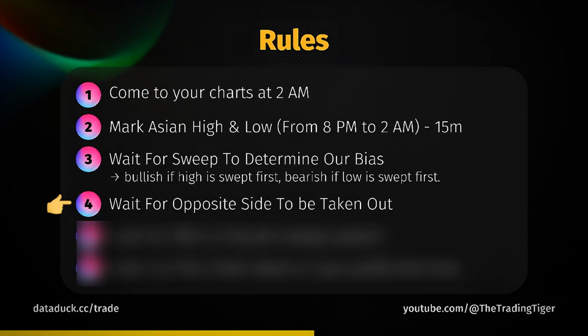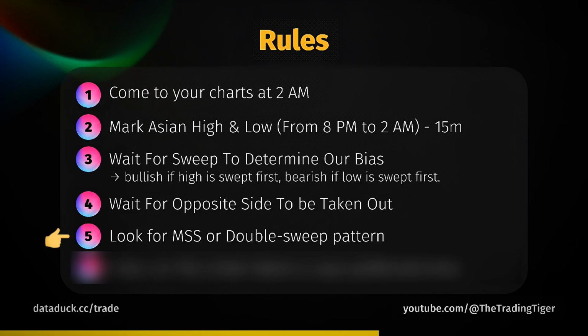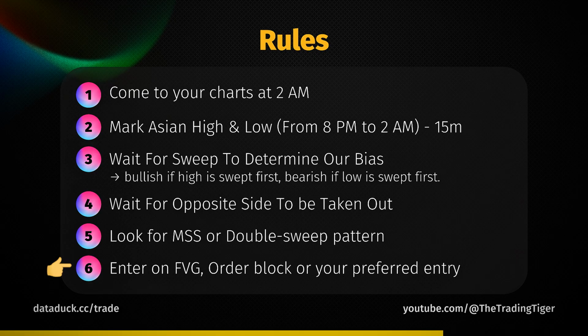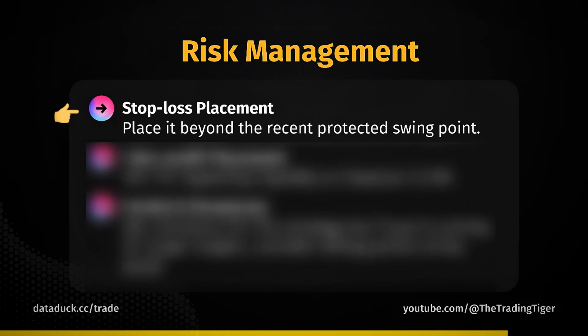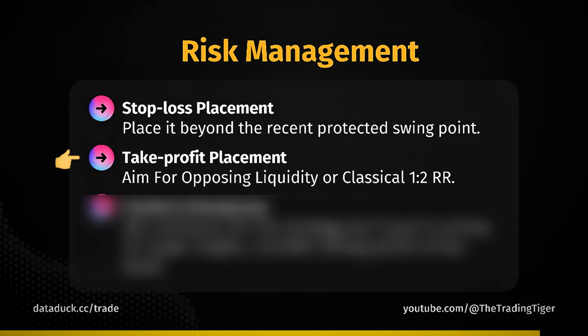Now, wait for the opposing liquidity to be taken out as well. After that happens, look for a market structure shift or a double sweep pattern. Enter on a fair value gap or the overlap of the Asian range's high or low. Stop loss beyond the swing point, and we will aim for a 1 to 2 risk to reward ratio or the opposing Asian swing point.